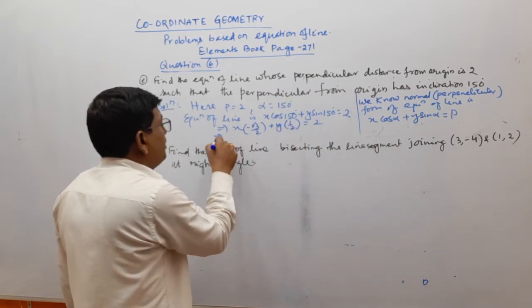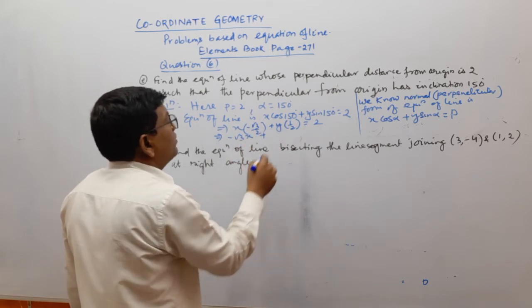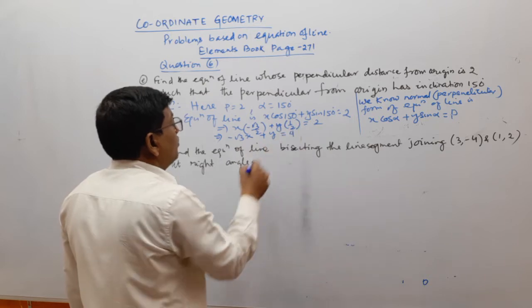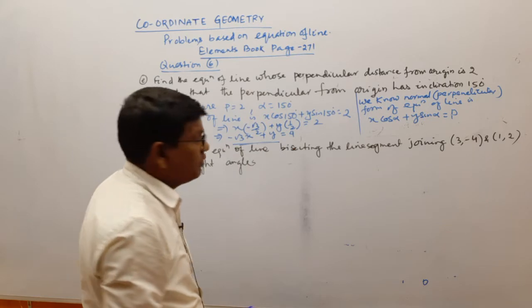Now simplify this. This is minus root 3 x plus y is equal to 4. This is the answer, or you may simplify this equation further.